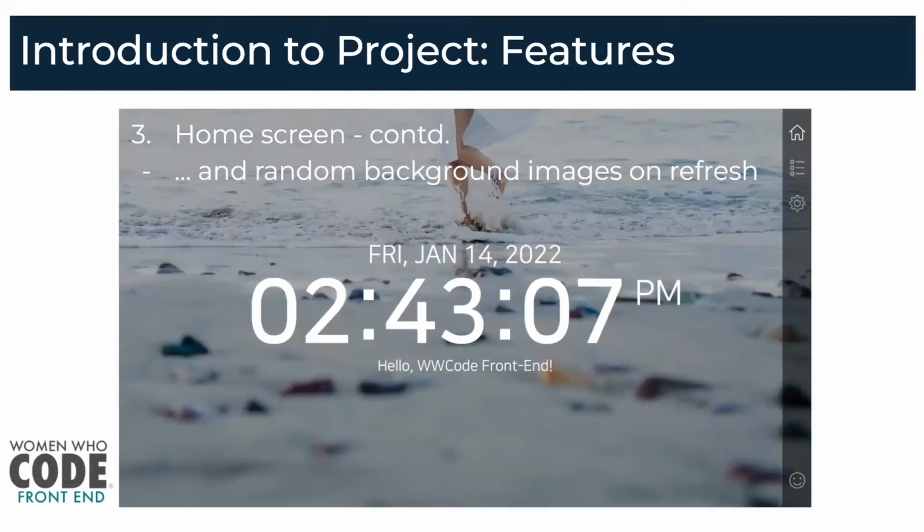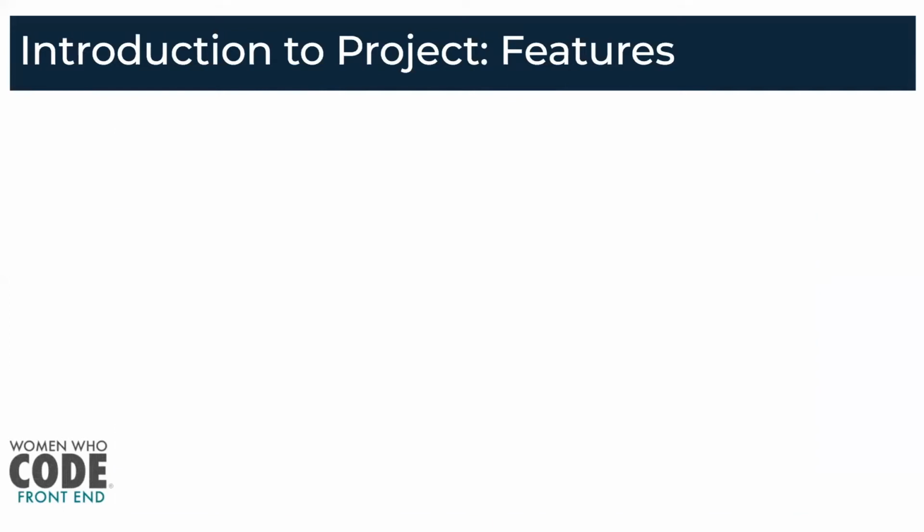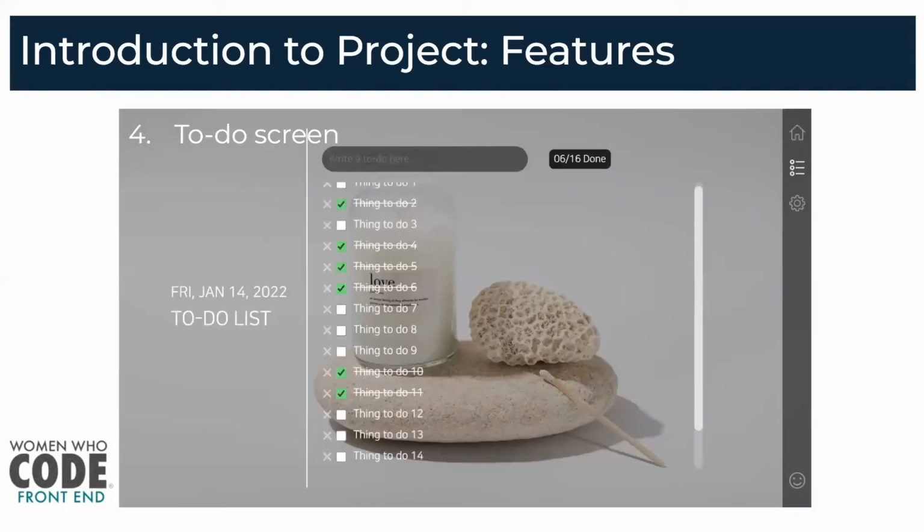And actually, if you refresh the page, you get a random background image. So every time you refresh, you get a new one. And there's a to-do list, which is on the second tab of the menu. And you can cross some to-dos off, or you can just delete a to-do if it is done.